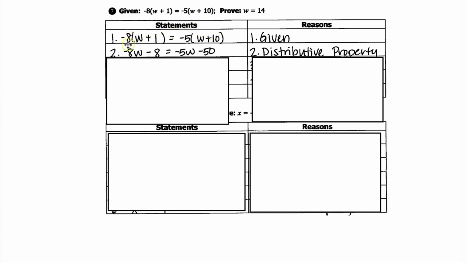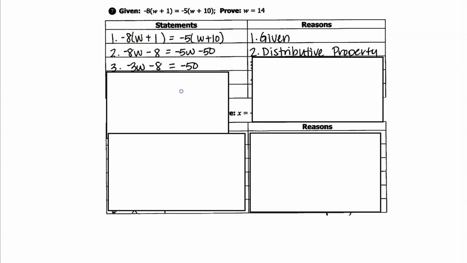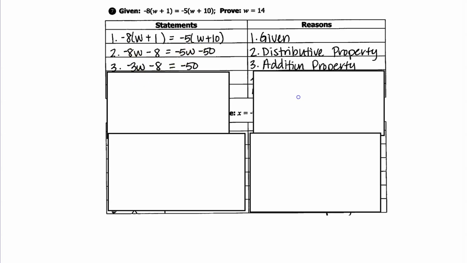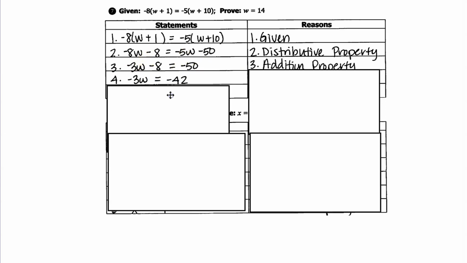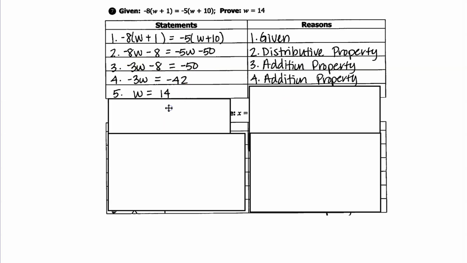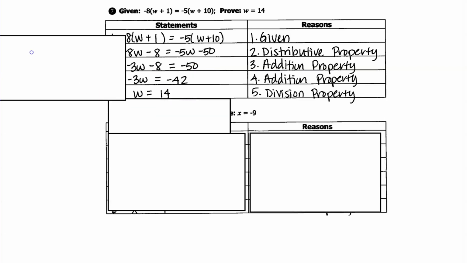What do we do next? Well, we're going to gather our variables on one side. If it was me, let's see what it does. I would add 8w to both sides, which it did not. So this one wound up adding 5w to this side. I would have gone the other way, but either way, since it added 5w, it's still the addition property. It's then going to add 8 to both sides, making an addition property, and divide by negative 3w, which is 14, division property.